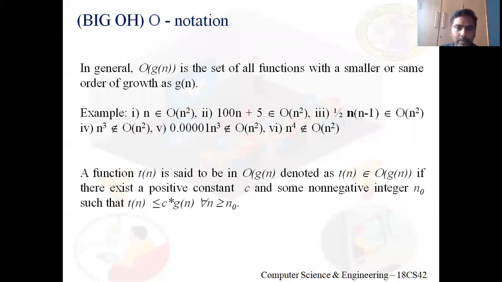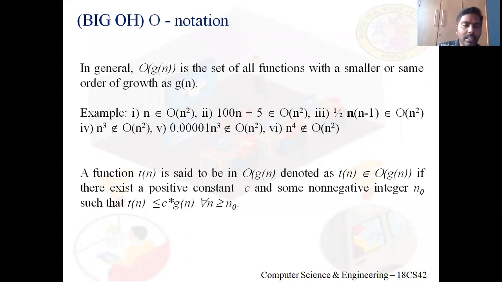Now the second example, 100n plus 5. What type of function is 100n plus 5? Linear. Got it? Now I'm asking whether 100n plus 5 belongs to big O of n square. Of course, because big O of n square is a set of all functions with growth rate less than or equal to quadratic, and on the left-hand side we have 100n plus 5, which is linear. Clear? Similarly, the third example, n squared minus n. It is nothing but quadratic, same as n square. So it belongs to big O of n square.